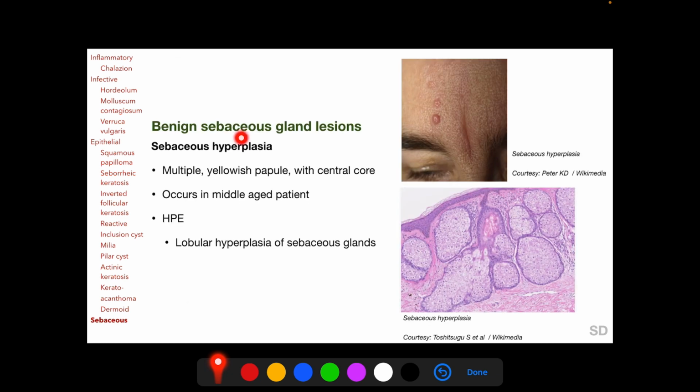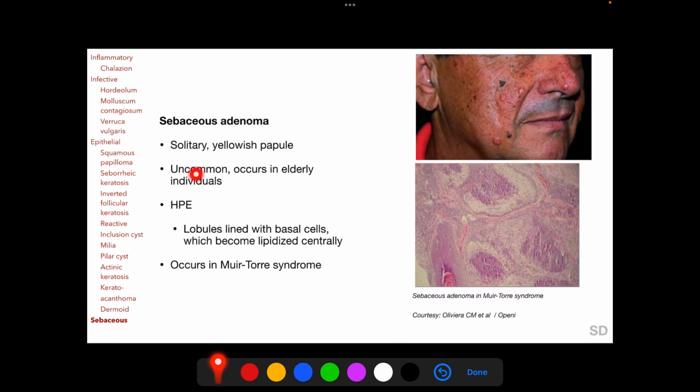Benign sebaceous gland lesions include sebaceous hyperplasia and sebaceous adenoma, and sebaceous hyperplasia presents as multiple yellowish papules with a central core, and they occur in middle-aged patients. And on histopathology, sebaceous hyperplasia shows lobular hyperplasia of sebaceous glands. Sebaceous adenoma is an uncommon lesion occurring usually in elderly individuals and appear as solitary yellowish papules. And on histopathology, we find lobules lined with basal cells which become lipidized centrally.